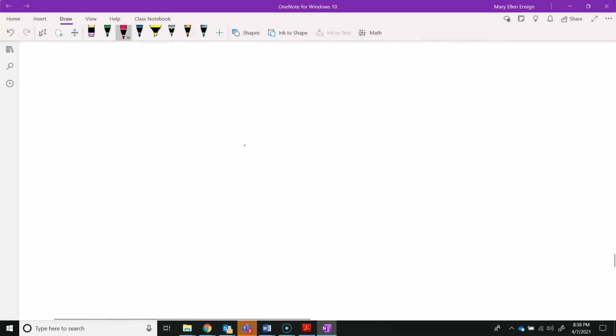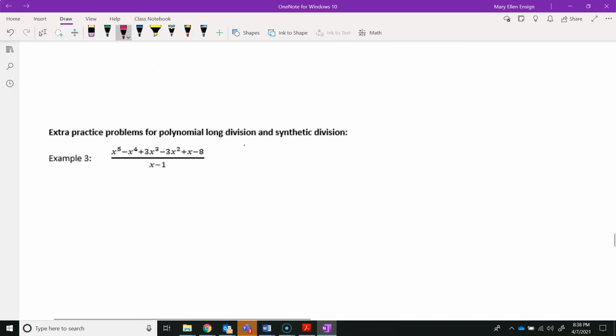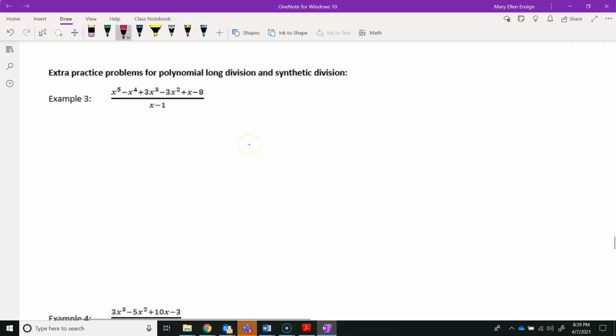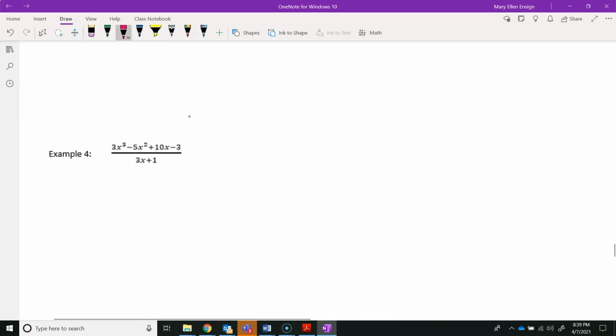There are 3 more examples, I think 4 more examples that are for long division and synthetic division. Okay, so example 1, you can use either method because of the way that divisor is. It's x plus or minus a number. Example 4, you have to use long division for this one. You have to, because it's 3x plus 1, not just x plus 1. Example 5 can be either one. Example 6 can be either one.